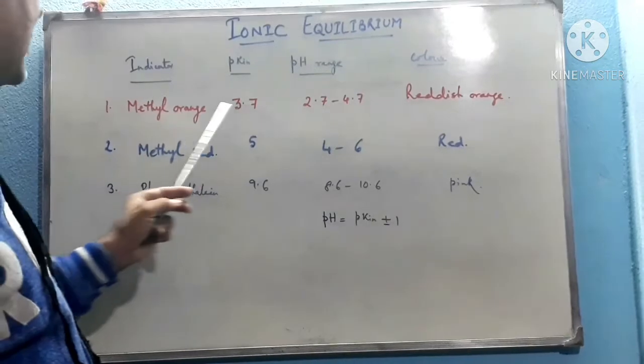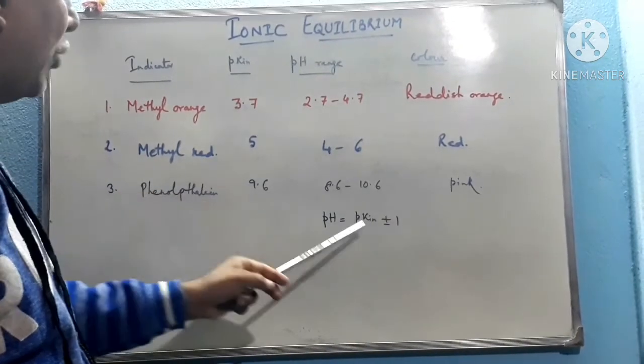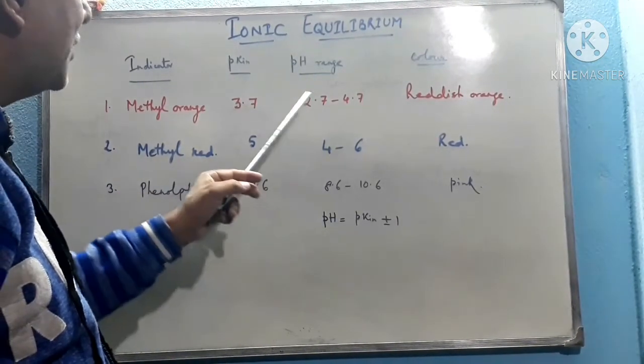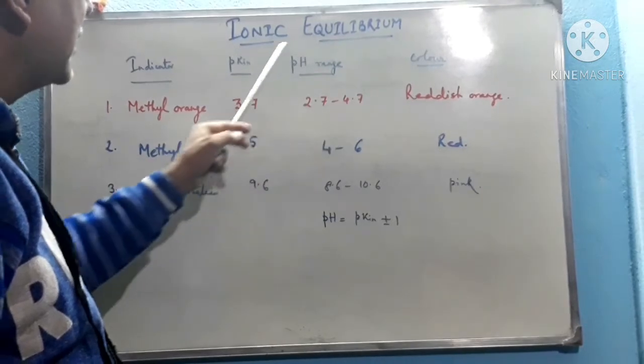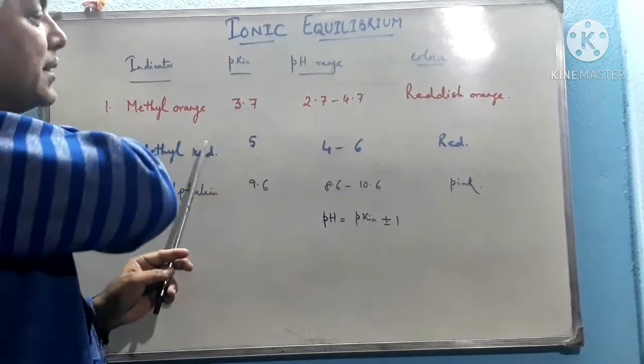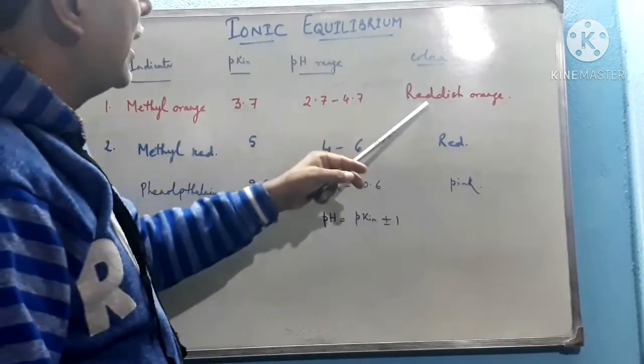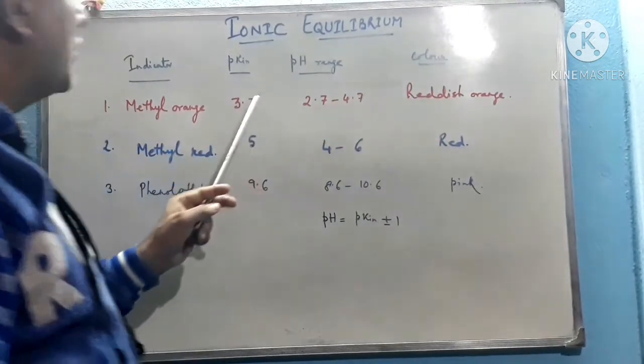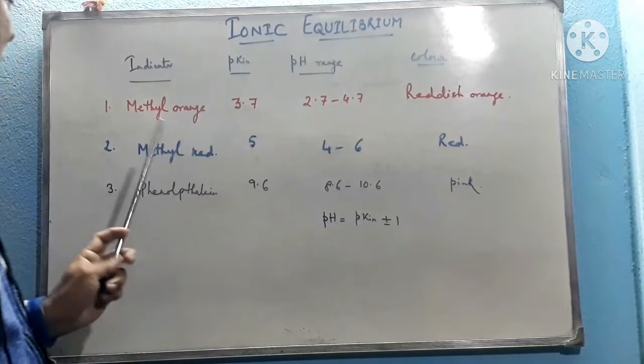So methyl orange is 3.7. This is the pKin value, 3.7. So plus or minus 1 means 2.7 to 4.7. This is the range. In between this range, methyl orange can act as the indicator. The color is reddish orange. This is an acidic indicator because the range is within the acidic pH range.